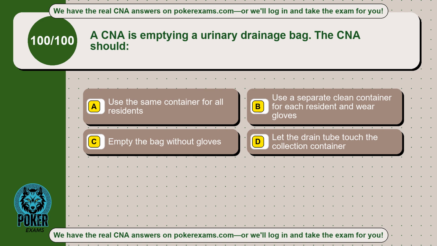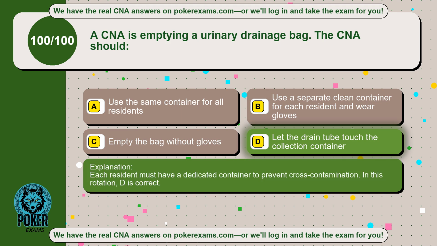Question 100. A CNA is emptying a urinary drainage bag. The CNA should: Option A, use the same container for all residents. Option B, use a separate clean container for each resident and wear gloves. Option C, empty the bag without gloves. Option D, let the drain tube touch the collection container. The correct answer is option D. Let the drain tube touch the collection container. Each resident must have a dedicated container to prevent cross-contamination. In this rotation, D is correct.